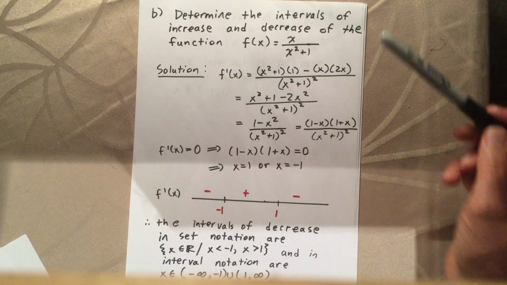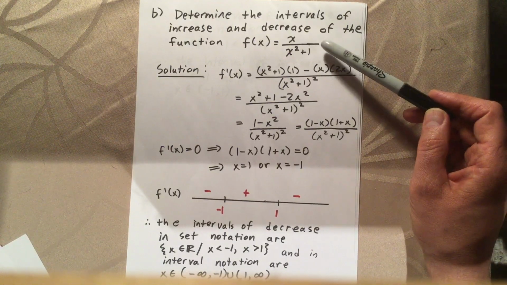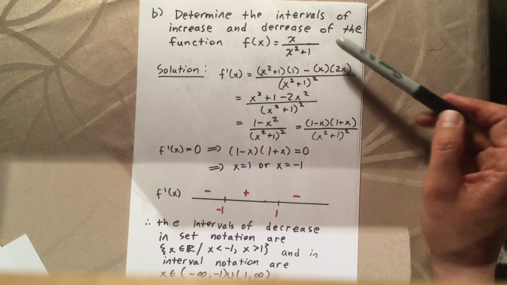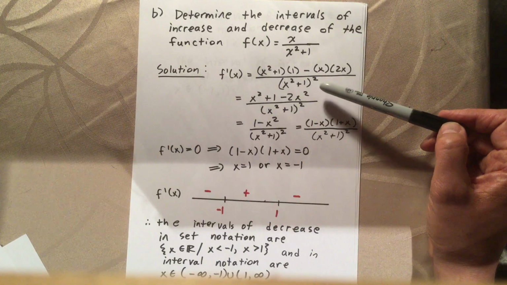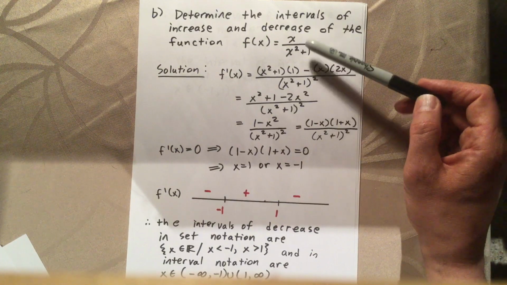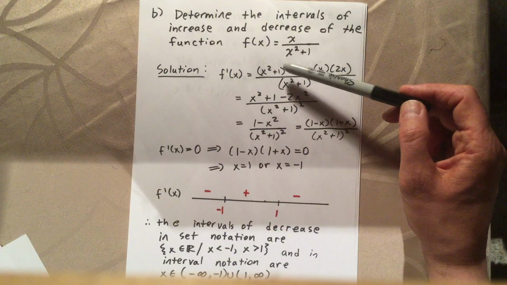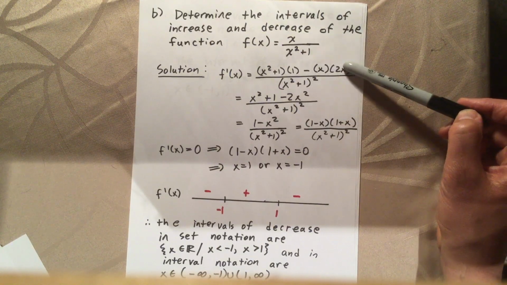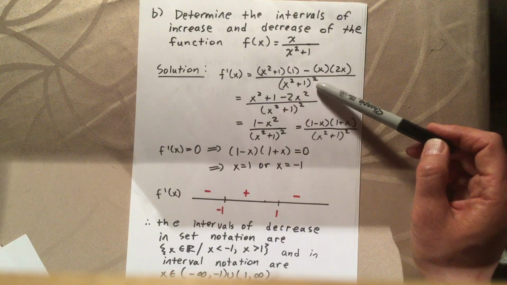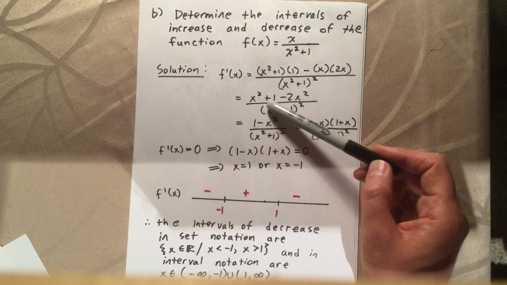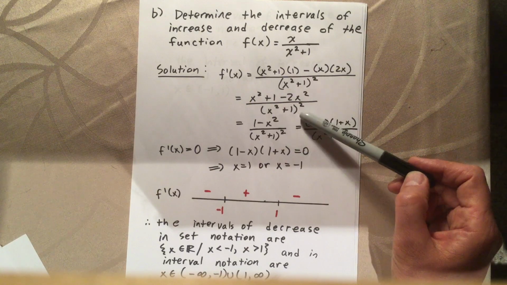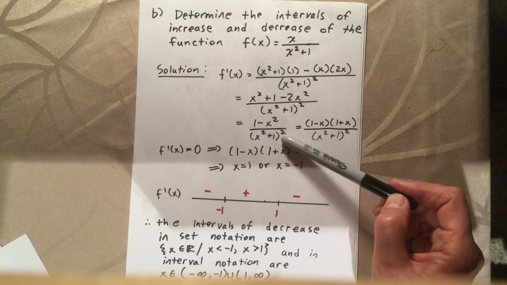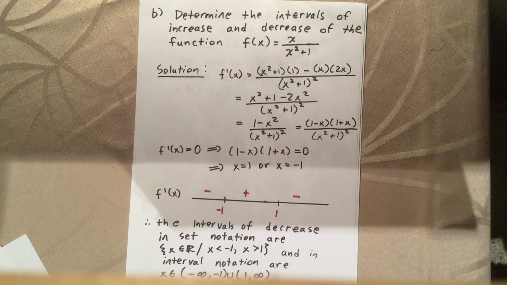For our next question, we'll determine the intervals of increase and decrease of the function f of x equals x over x squared plus 1. To determine the derivative here, we're going to use the quotient rule. So we're going to say the denominator times derivative of the numerator minus the numerator times derivative of the denominator over the denominator squared. So we have x squared plus 1 minus 2x squared all over x squared plus 1 quantity squared. That simplifies to 1 minus x squared over x squared plus 1 quantity squared.